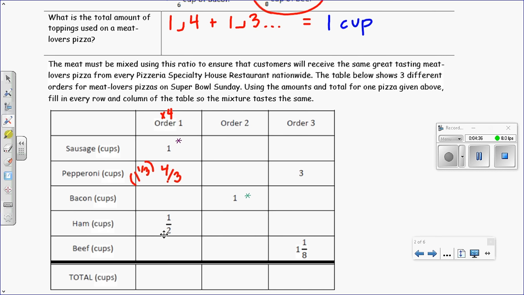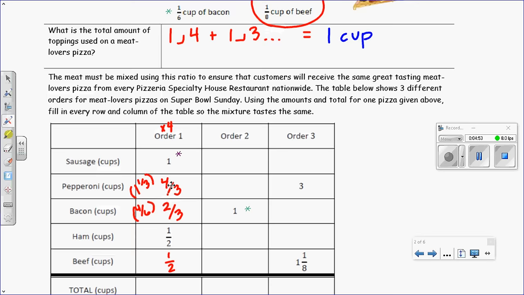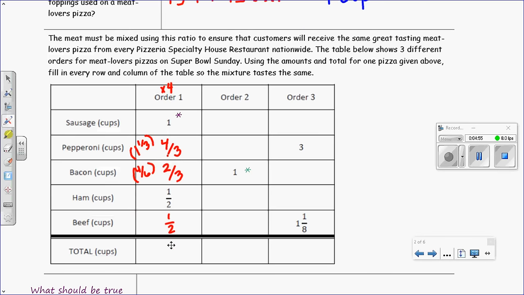Okay, if you've done that and unpaused it, you should have gotten 2/3, which is 4/6, just reduced. And then with beef, you got 1/2. All we did was take these numbers, 1/8 times 4, 1/6 times 4. So we did everything times 4 for order 1. In a minute, we're going to add these numbers up and say how many total cups of meat we need for that order. Okay, for now, let's move on to order 2.